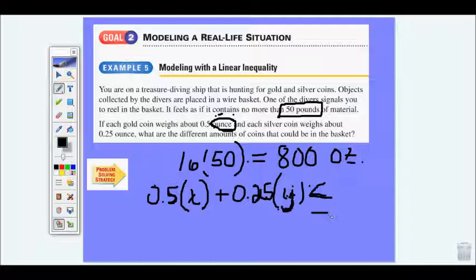No more than 800 ounces. Oh, this is ridiculous. Okay, no more than 800 ounces. So that's supposed to be a less than or equal to 800 ounces.